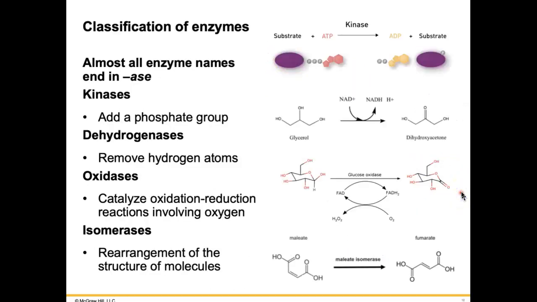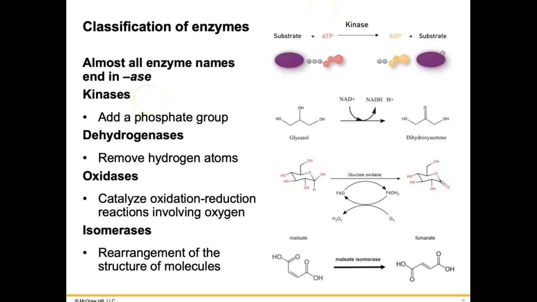Now, how do we classify enzymes? Almost all enzyme names are going to end with ACE. So we've got some examples here, the kinases, dehydrogenases, and so forth, but there are some exceptions in naming the older enzymes that we've left as is. For example, pepsin in the stomach or trypsin in the small intestines. And so let's look at some of these examples of enzymes.